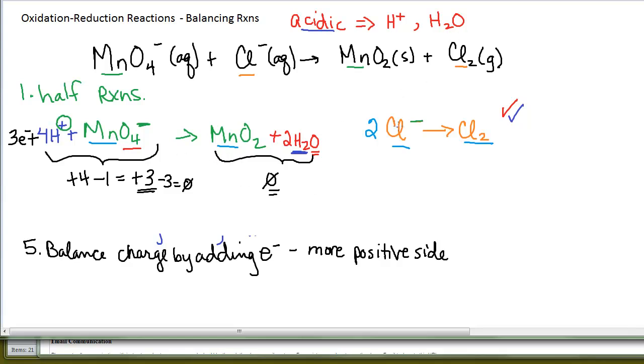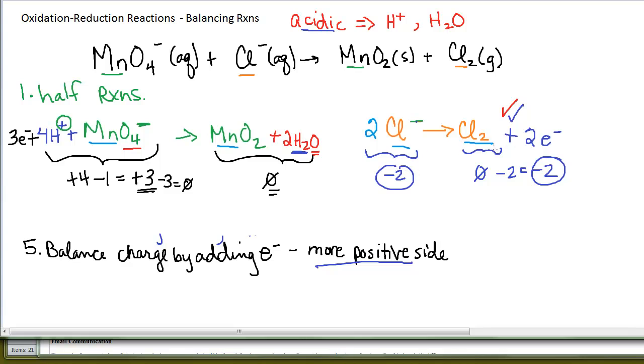If I look at my right half reaction, on the left I have a -2, 2 negative chlorines. On the right I have a 0. I want to go to the more positive side, that's the right-hand side in this case, and add electrons to make the charges equal. In this case, I need to add 2 electrons so that when I subtract 2 for the charge, both sides have a -2 charge. Now my charge is equal on both sides.